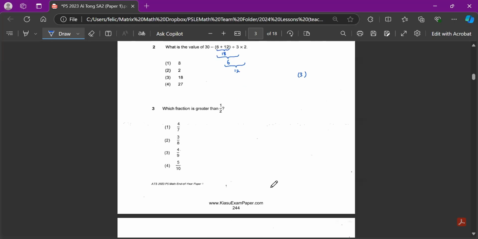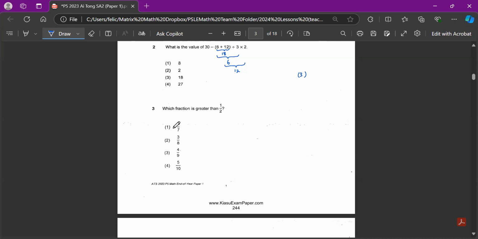Okay, next, which fraction is greater than half? If you want something greater than a half, one way you can do is to make all the denominators the same as the 2 here, change to same denominator. That's fine, but of course that's more troublesome. Half is actually a very easy fraction to compare. Anything half means we split the total amount into two equal parts.